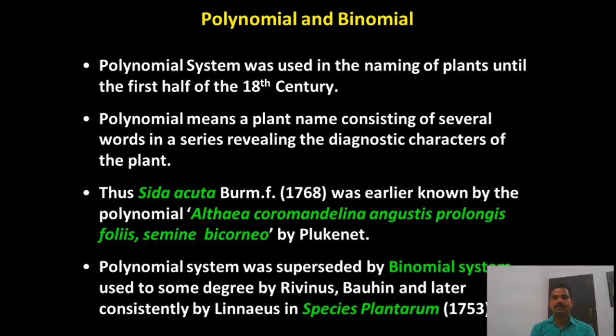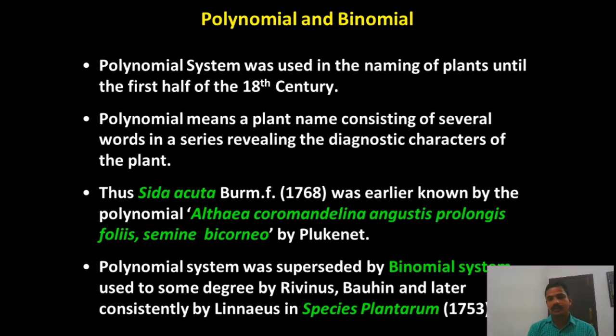Many words are used as a species name, but the same species having the polynomial Althea coromandelina angustis prolongis foliis semine bicorneo is renamed by Burman in 1768 to Sida acuta. So Sida is the generic epithet and acuta is the specific epithet.